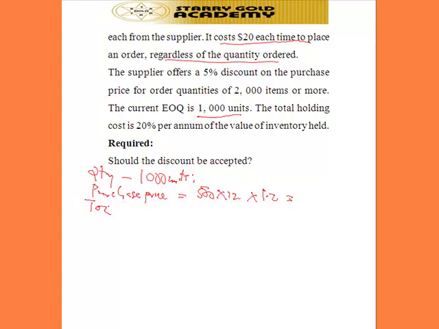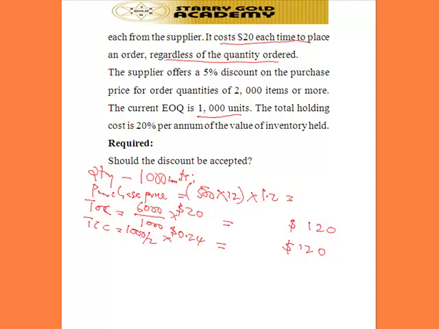Then the total ordering cost will be the annual demand divided by quantity. Annual demand is 6,000 divided by 1,000 times ordering cost per order, that's $20. So that's $120. And then the total carrying cost will be average stock 1,000 over 2 times 20% of purchase price, that's 0.24. Are we together? Okay, so that's also $120. Okay, the purchase price now, 1.2 times 6,000, what do we have?